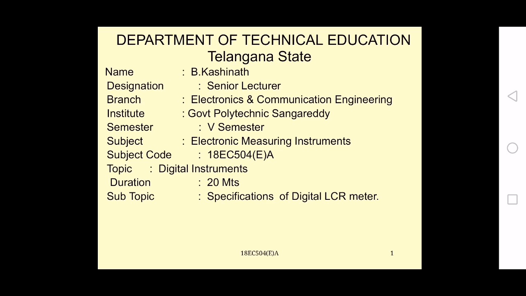And the topic today is the third chapter in the EMI, that is digital instruments, and the subtopic is specifications of the digital LCR meter, which is the last topic in the digital instruments. After that, we will quickly revise what we have learned in this third chapter after the completion of these specifications.